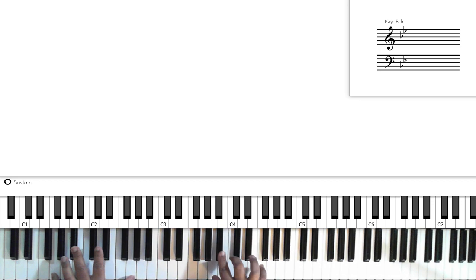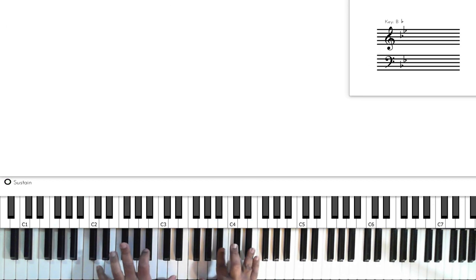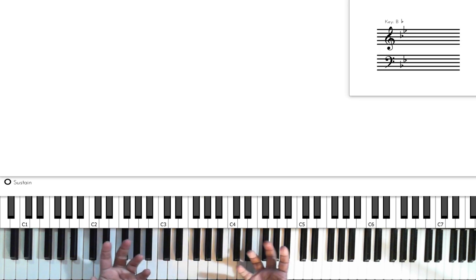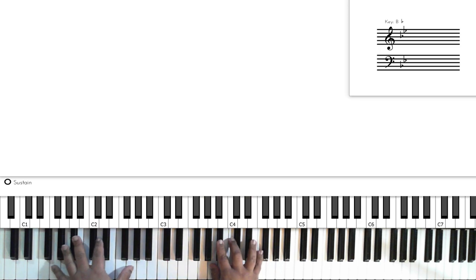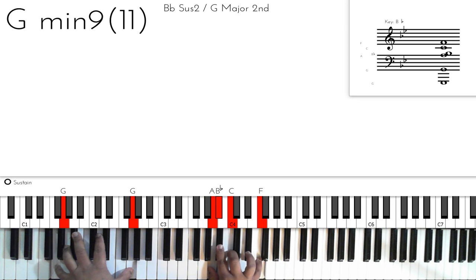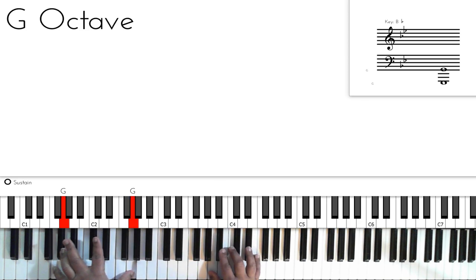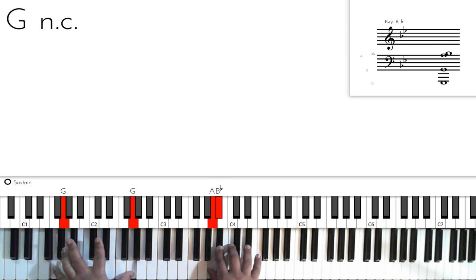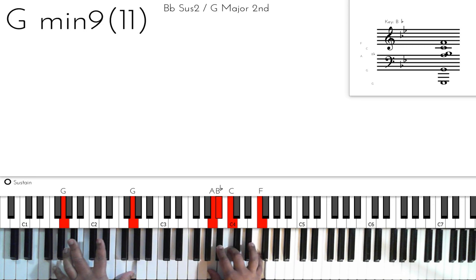Sorry I left you. Right? That sounds familiar, right? So let's take a look at what I'm doing. So the first chord that I'm playing is a G minor 9, okay? So on the left hand, you got your G. On the right hand, A, B flat, C, and F.